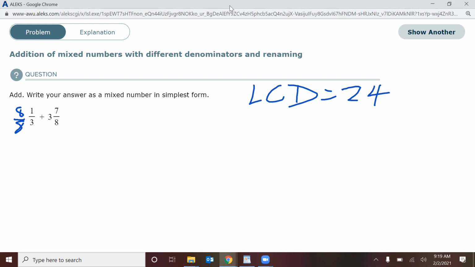Clicked on something and it's not doing what I want. And that should do it.